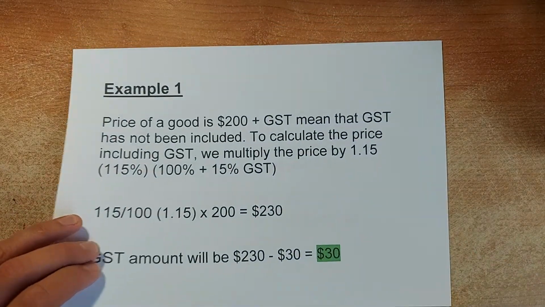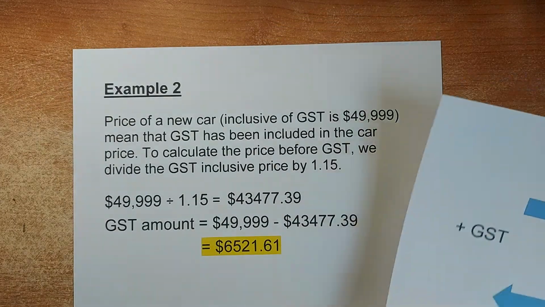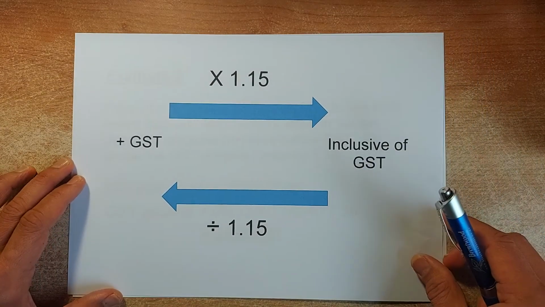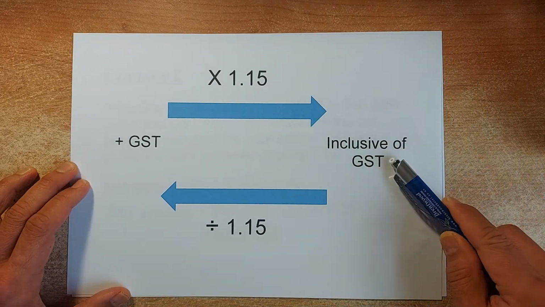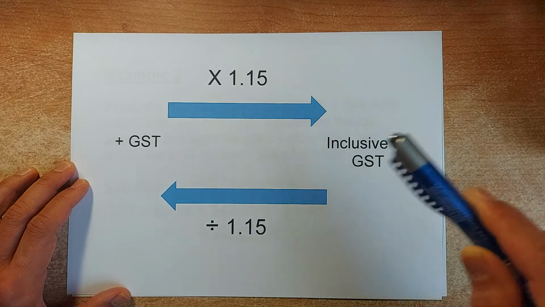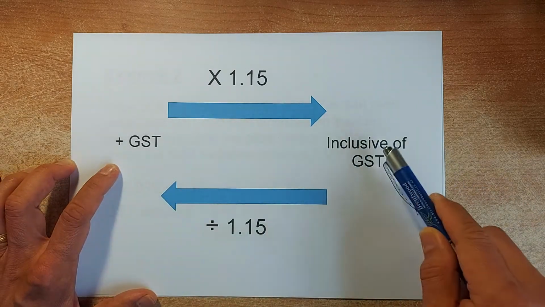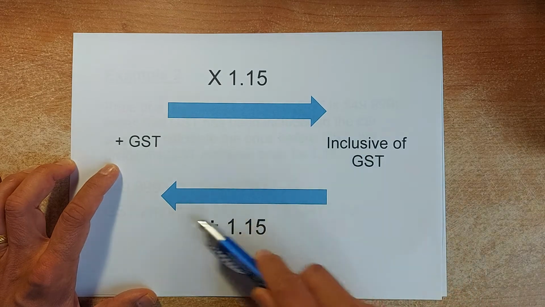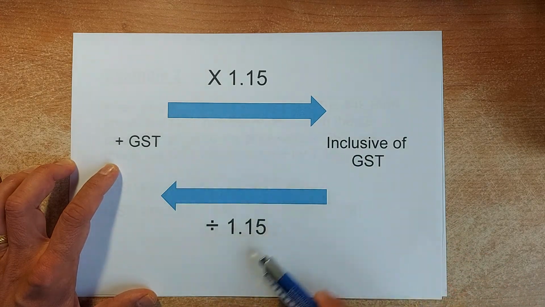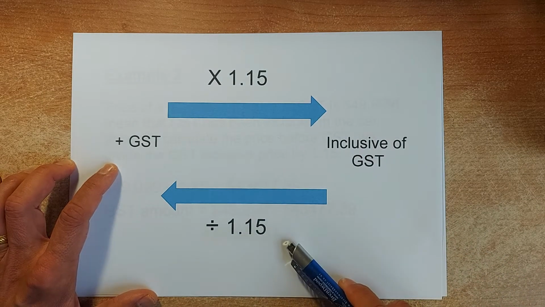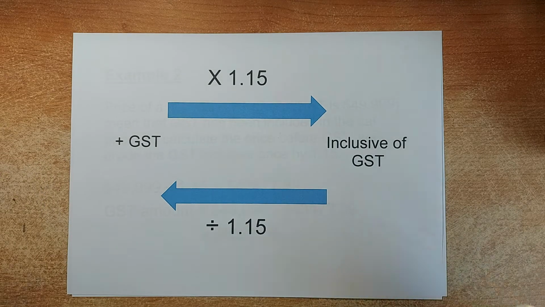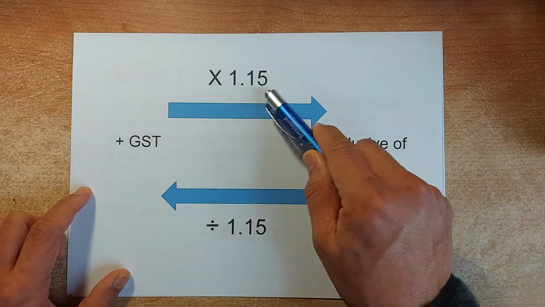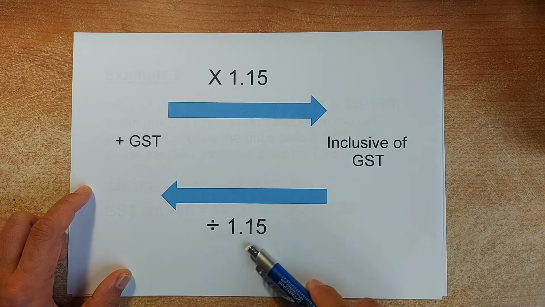Okay, if we look at it the other way around. Okay, if the price is inclusive of GST and we want to find the price before GST, instead of multiplying by 1.15, we are now going from this side to that side, we divide by 1.15. So for a GST calculation, it's very simple. Either you multiply by 1.15 or divide by 1.15.